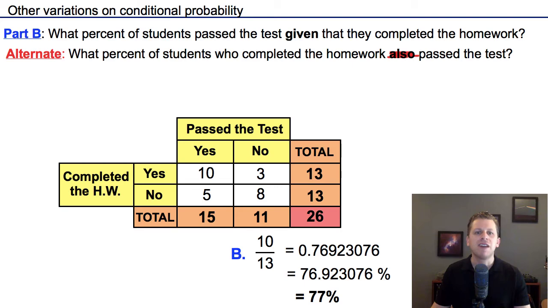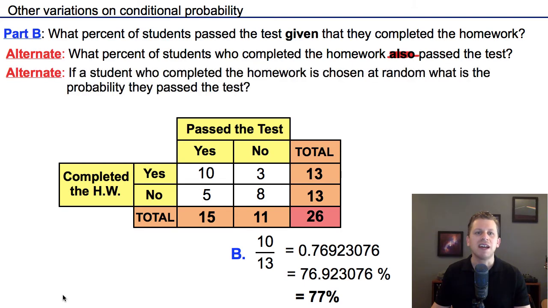Another alternative way of asking the same question would have been to ask it like this. They could have said, if a student who completed the homework is chosen at random, what is the probability they pass the test? Notice here we're picking a student at random, and we're not picking any student. We're picking specifically a student who completed the homework. Again, we're picking one of these 13 students, and of those 13 students, which one passed the test? Let's move on to see if you can answer one of these conditional probability questions on your own.